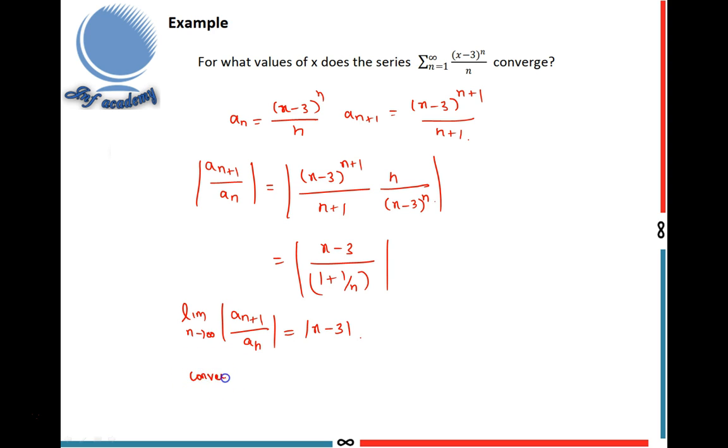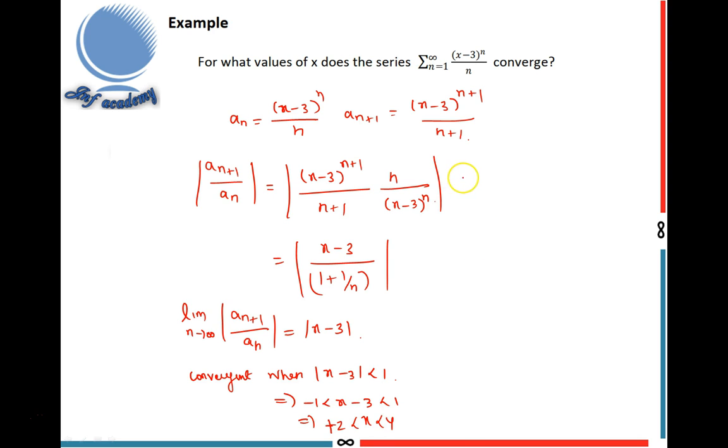Convergent when modulus x minus 3 less than 1. So this gives modulus x minus 3 less than 1, which means minus 1 less than x minus 3 less than 1. That means minus 1 plus 3, so 2 less than x less than 4. So the series is convergent when 2 less than x less than 4.